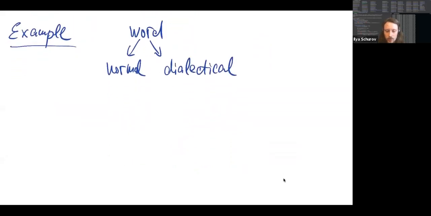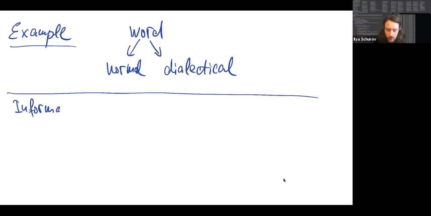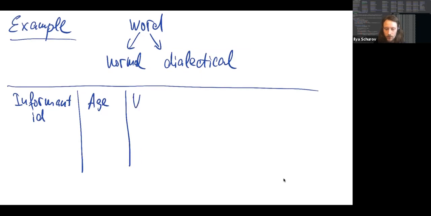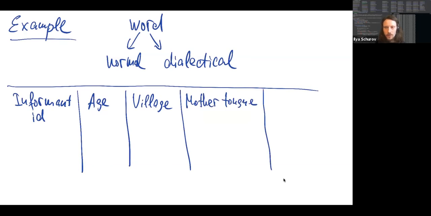Our data can look something like the following. Assume that I get only one sentence from each informant, and I have some information that is related to this informant and some information that is related to the sentence. For example, we have informant ID, and we have their age, and we have some other information about this informant. For example, village, and assume that I have informants from different villages, and maybe some mother tongue. So the language that this informant used as the L1, as the first language.